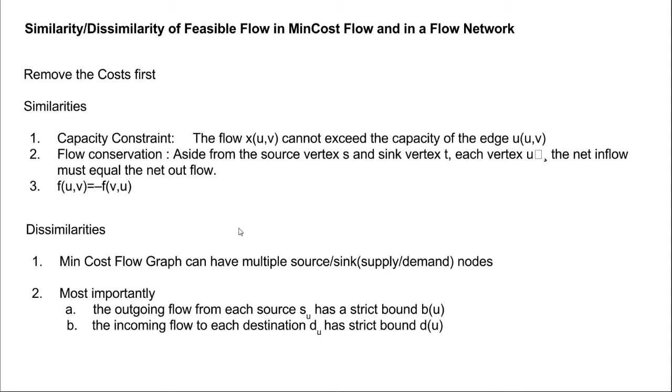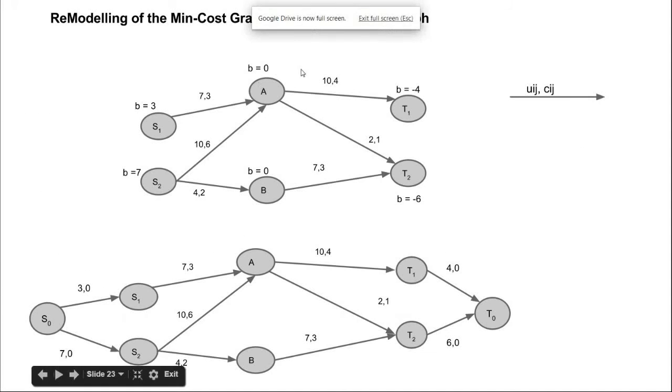Now, how do you transform a min-cost flow network into a flow network? In the first figure, the top figure is a graph which is a min-cost flow. It has supply nodes S1, S2, demand nodes T1, T2, and intermediate or transshipment nodes A and B. It has the B values 3, 7, minus 4, and minus 6.